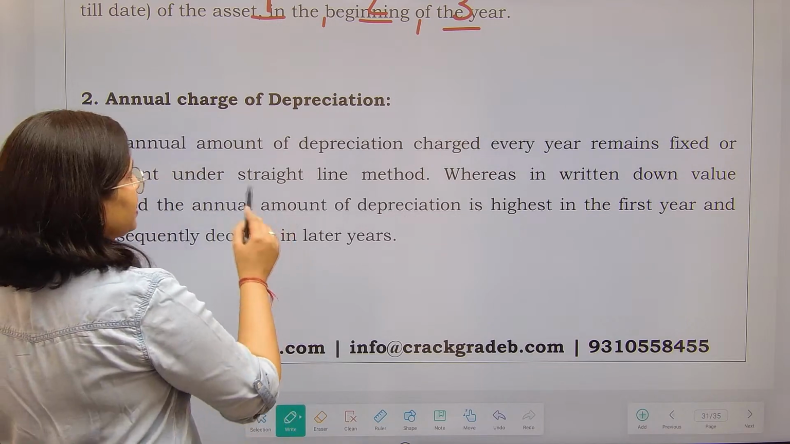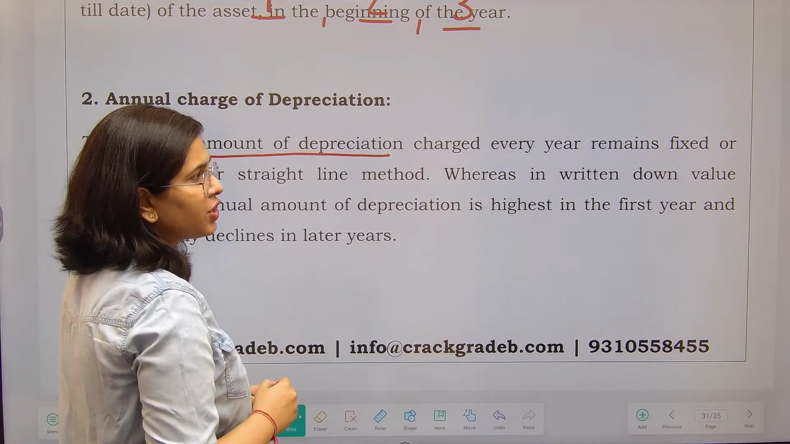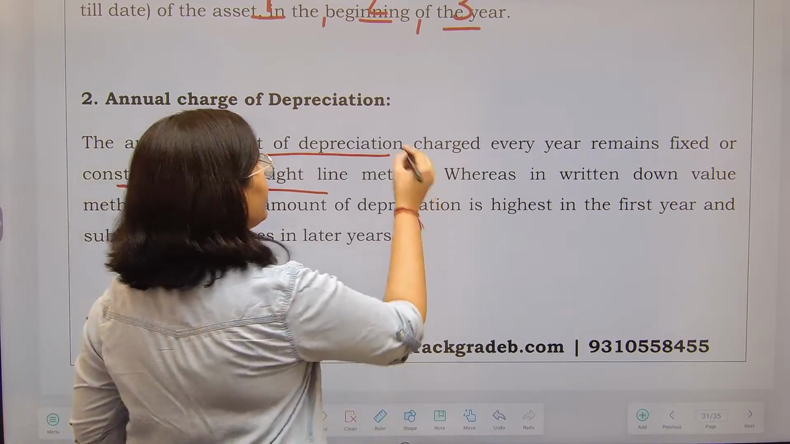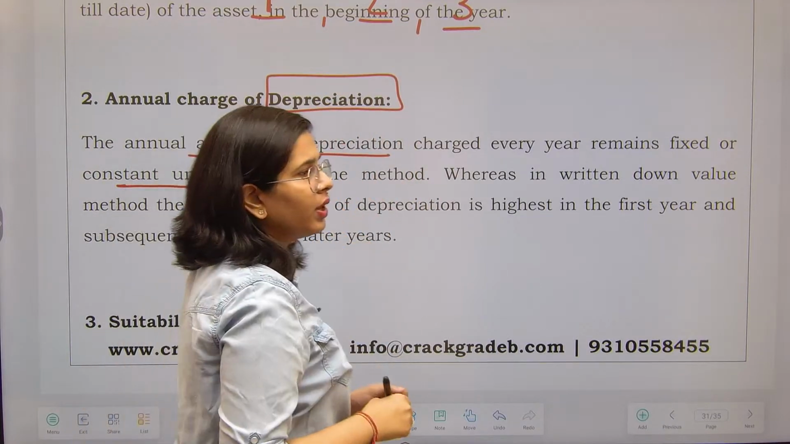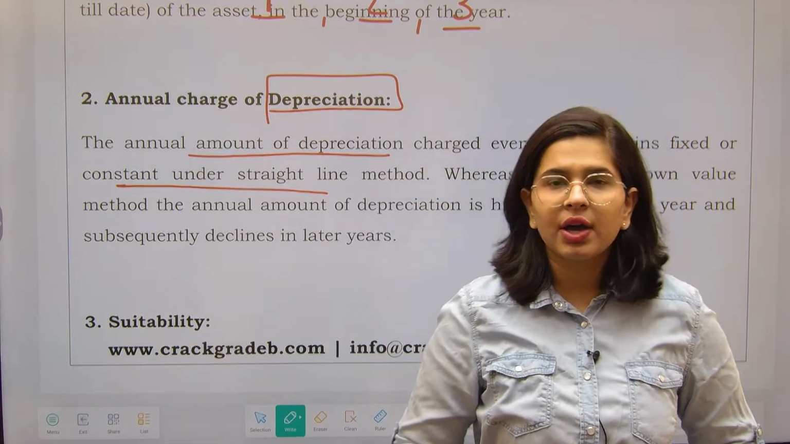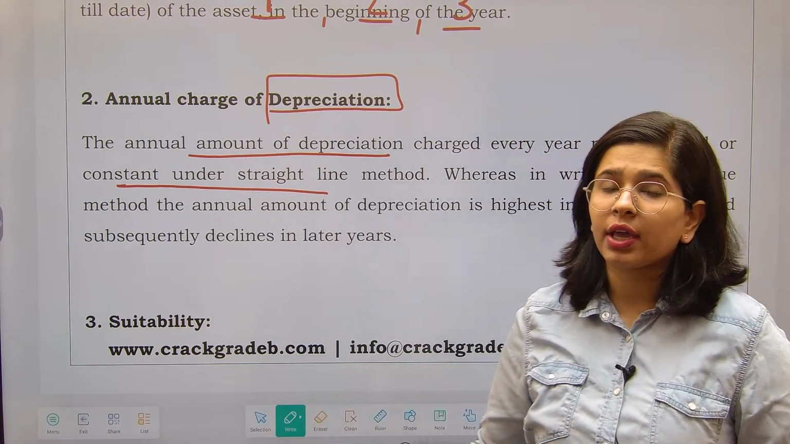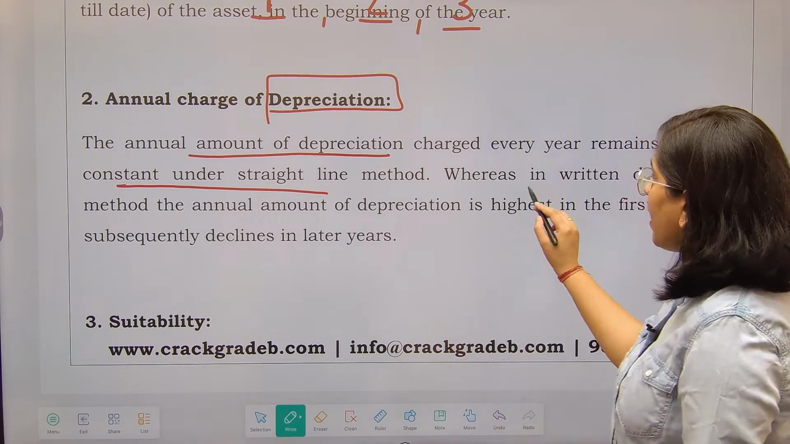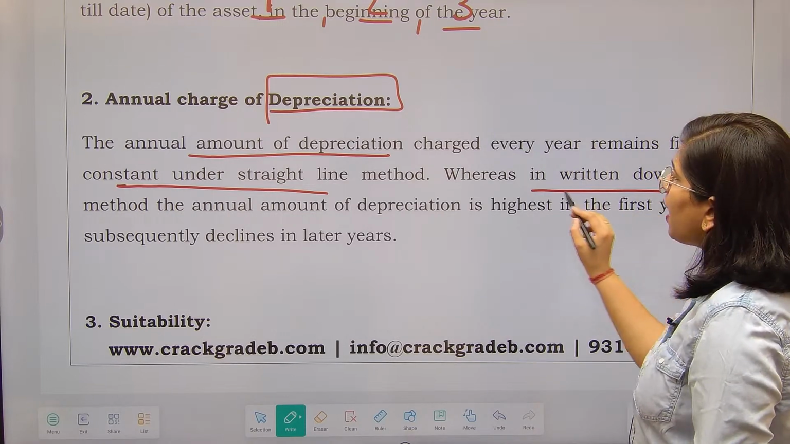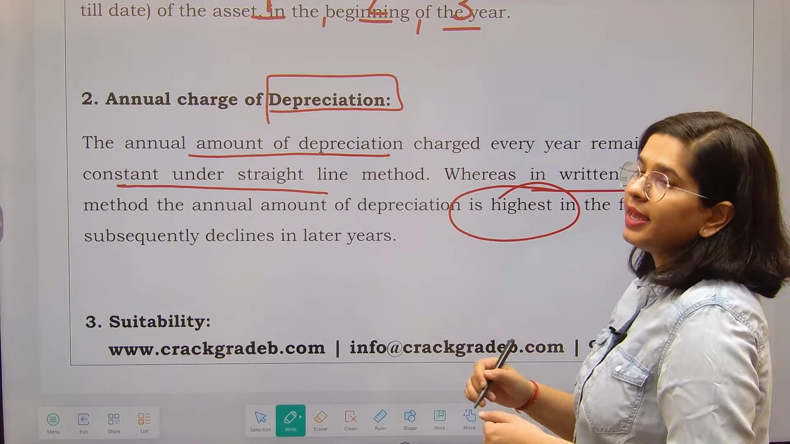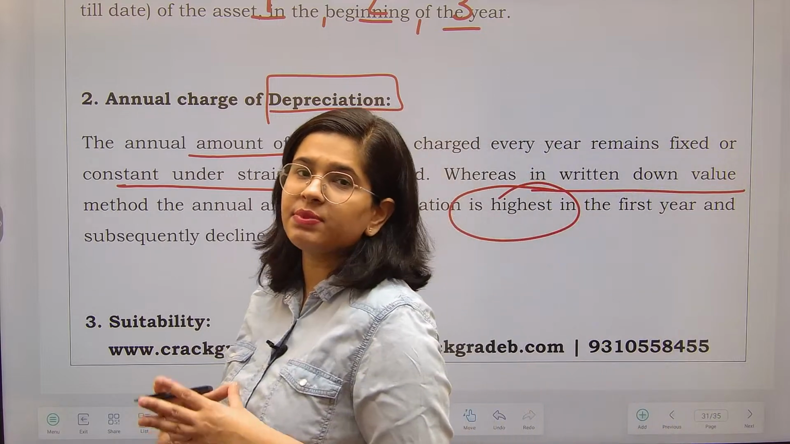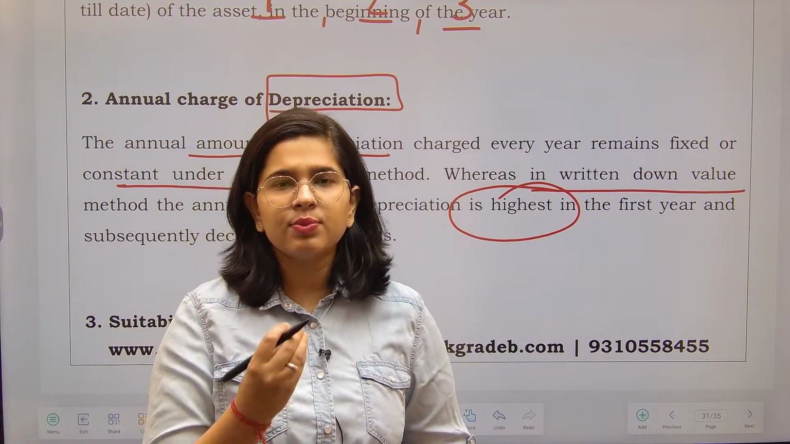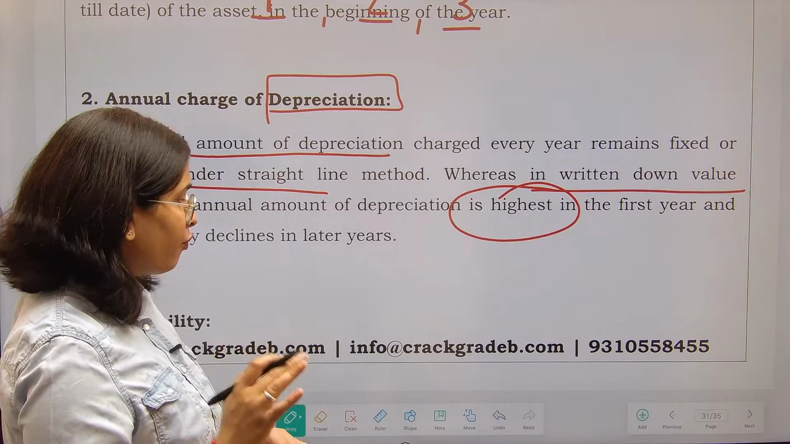See, the annual amount of depreciation charged every year remains fixed or constant under the straight line method. Here we are only talking about depreciation. I am not including repairs over here, the repairs expense we are not including. I am just talking about the depreciation. So the annual amount of depreciation here remains constant, whereas in the written down value method the annual amount of depreciation is highest in the first year. In the first year it will be the highest and after that every year it will go on declining, right? So these are the small points of difference which you should for sure remember.